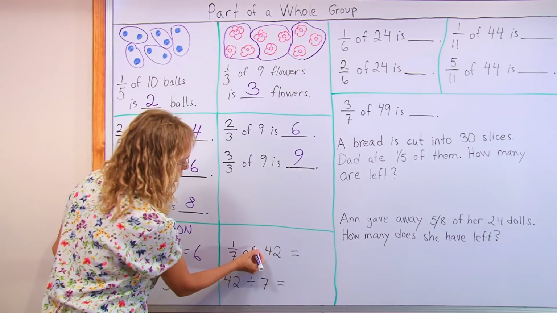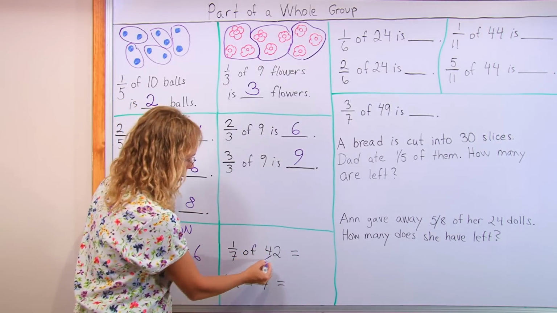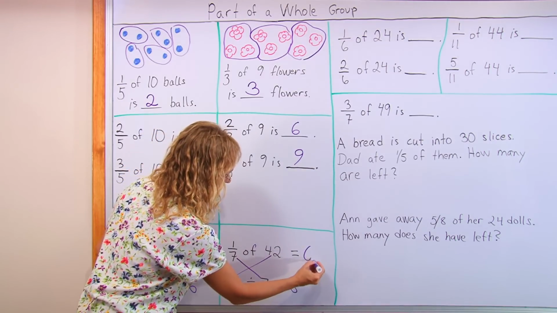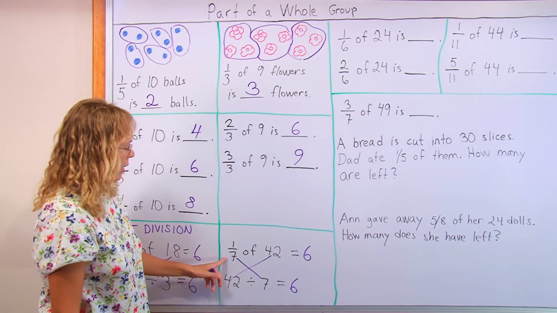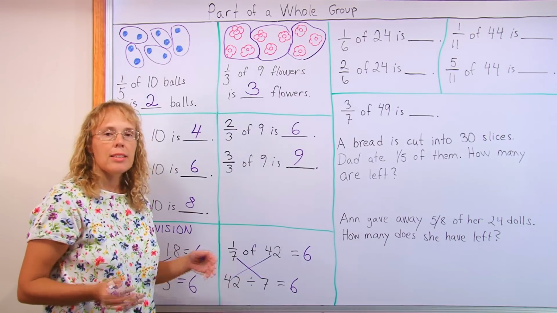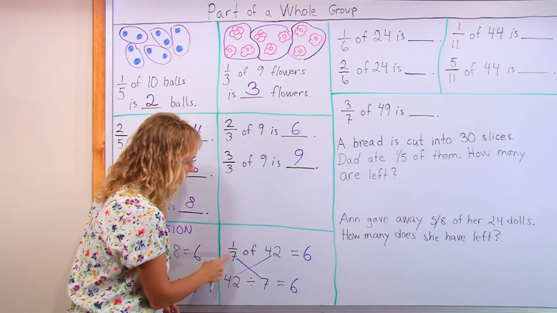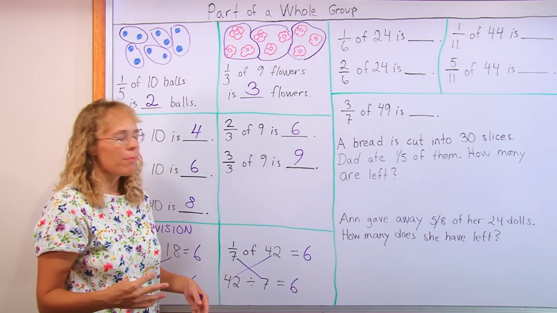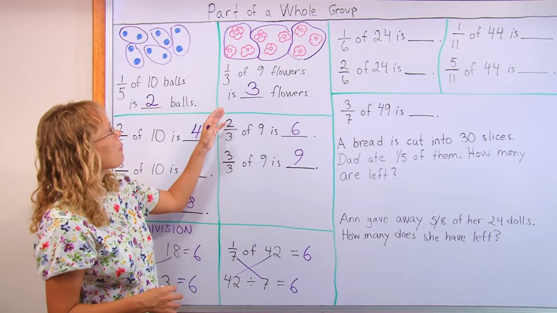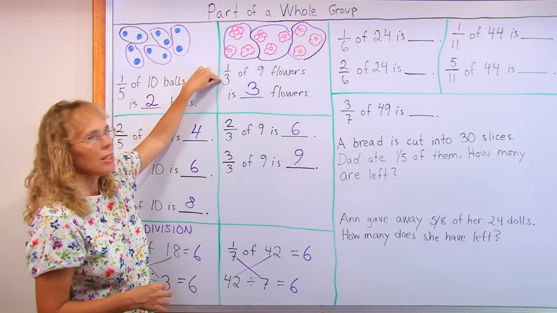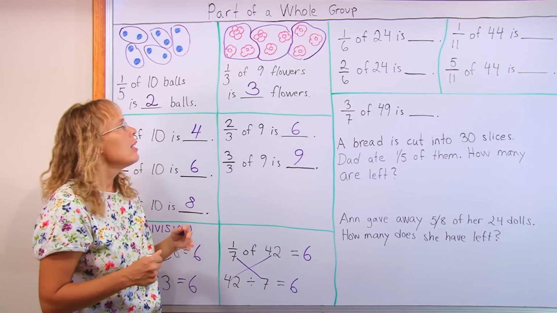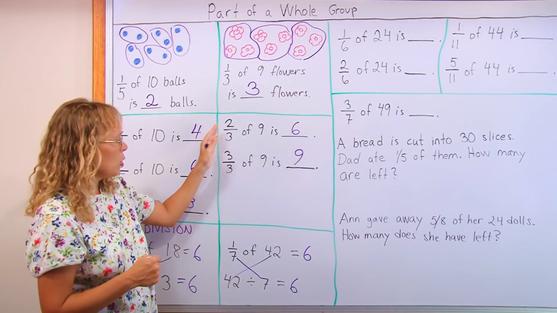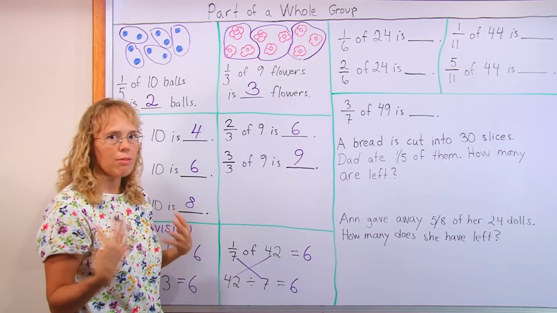Or 1/7 of 42 is the same problem as 42 divided by 7. Again the answer is 6. Now, this will not yet tell us how to solve the problem if it was 2/7 or 3/7 or 4/7 and so on. For that, you will do just like here. You first find the 1/7 or 1/3 or 1/4, and then after you have found that, you multiply to find the other part, 2/7 or 2/4 or 3/4 or whatever.